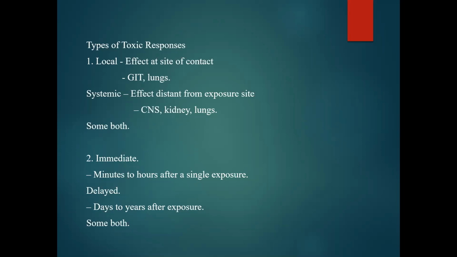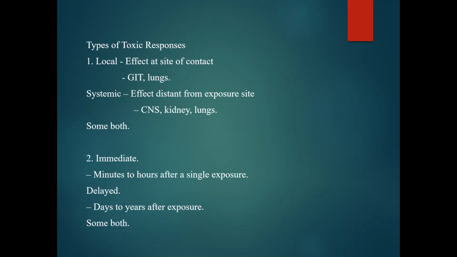Now we have the systemic response, where the effect is distant from the exposure site. It is more serious than the local, and it may be fatal at times. For example, the central nervous system, the kidneys and the lungs. So the types of toxic responses can be local, systemic, or sometimes both as well.